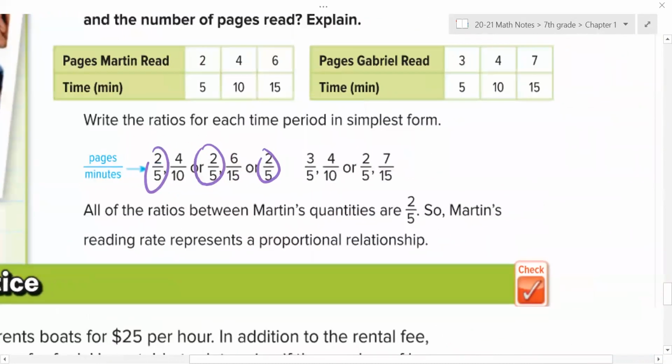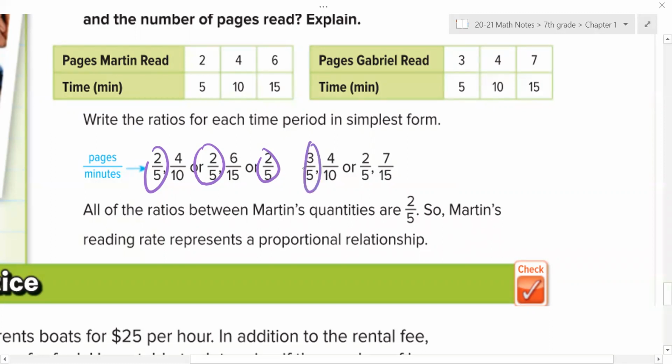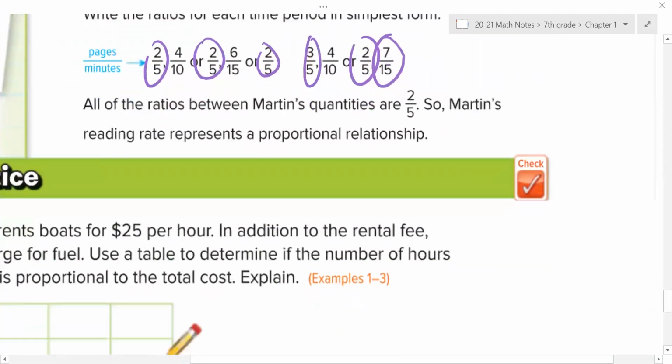Then we have Gabriel. Gabriel had 3 pages read in 5 minutes. And then for the next 5 minutes, he only read 1 more page than before. And then after 15 minutes, it's been 7 pages. So here are the 3 ratios. We have 3/5, 2/5, and 7/15. Those 3 ratios are not the same. Therefore, Gabriel's reading is not proportionate.